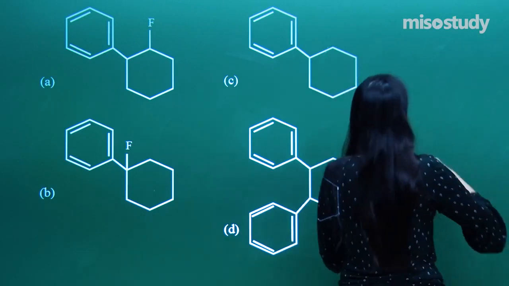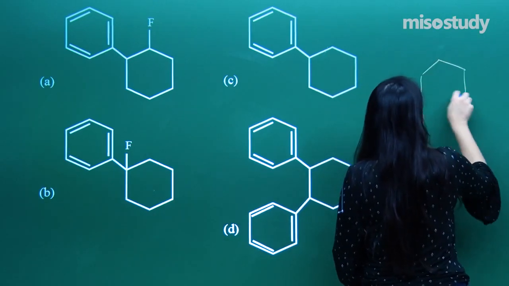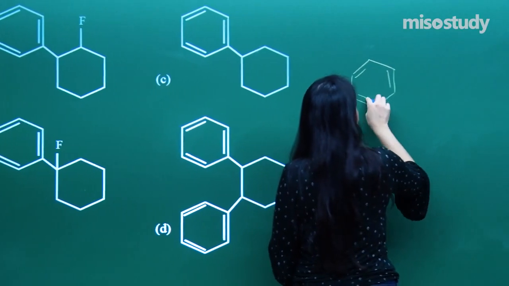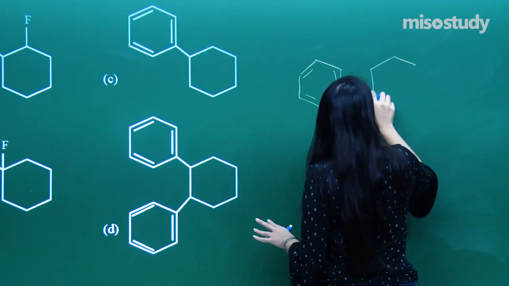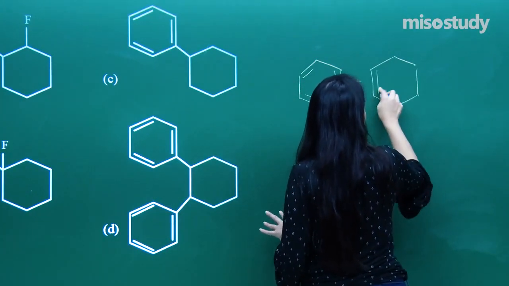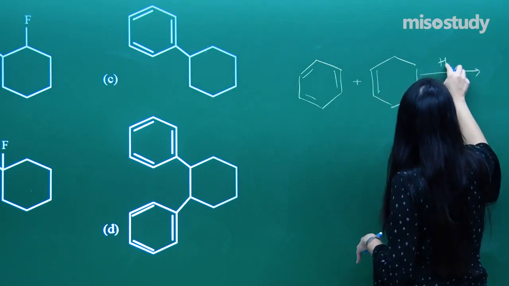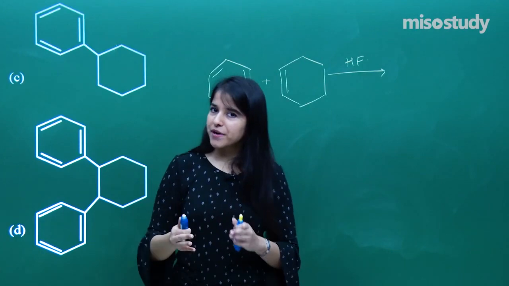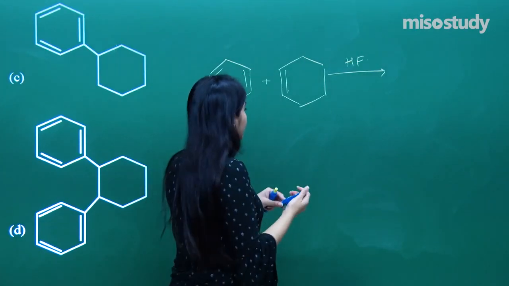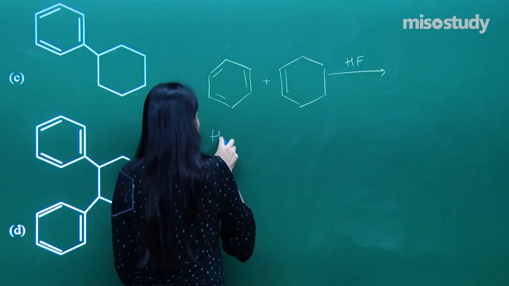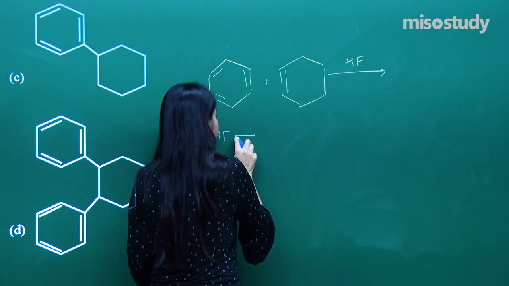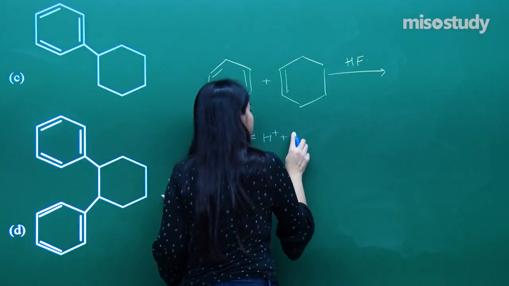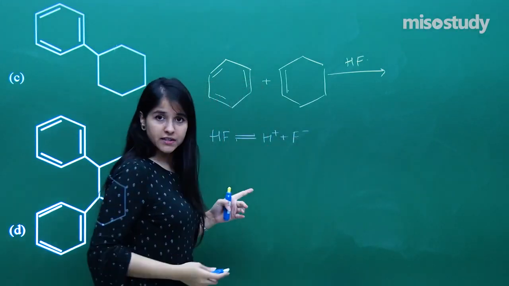So I have got a benzene. I need to react it with the cyclohexene in the presence of a reagent. What kind of a reagent is it? HF. So first of all, I need to break down the reagent. So let us just break it down. HF will be breaking into H positive plus F negative. So that is what we need.